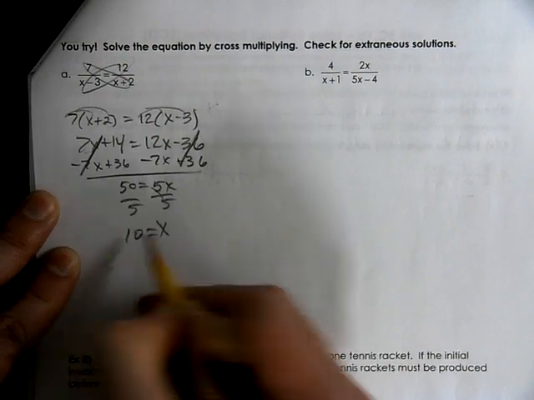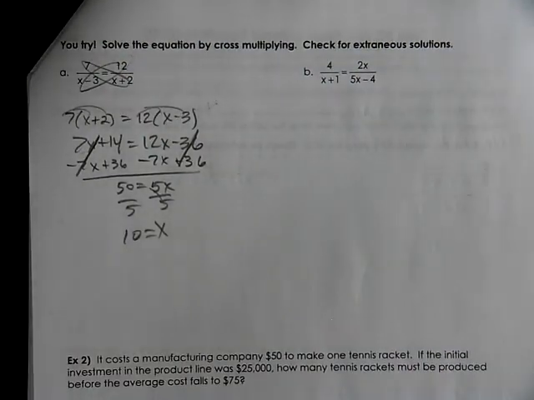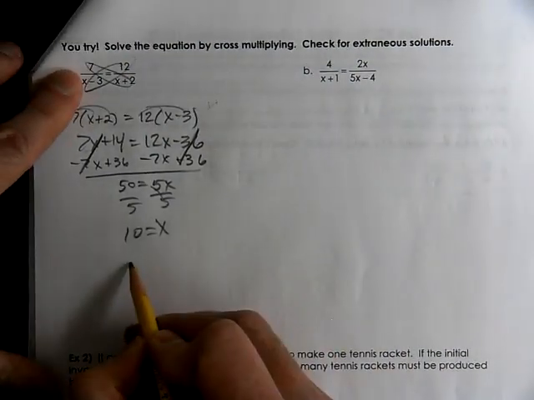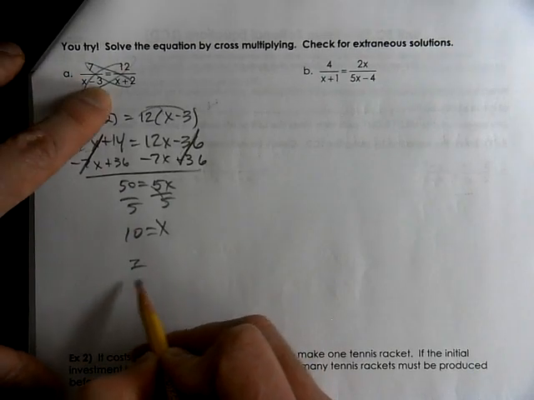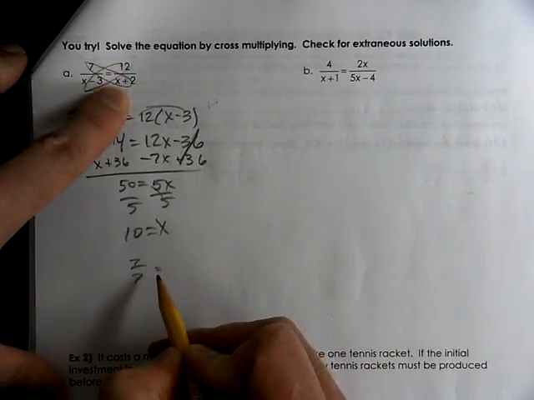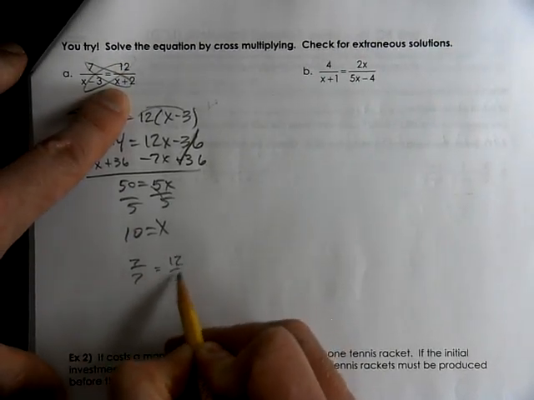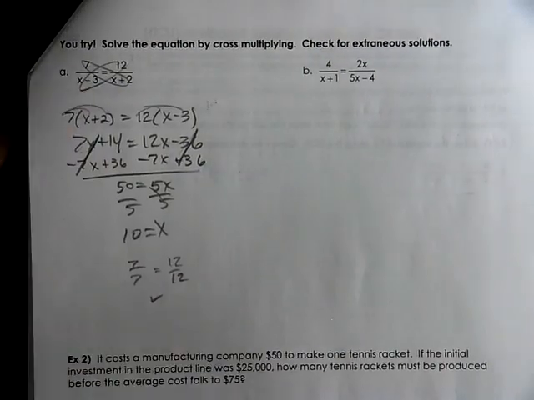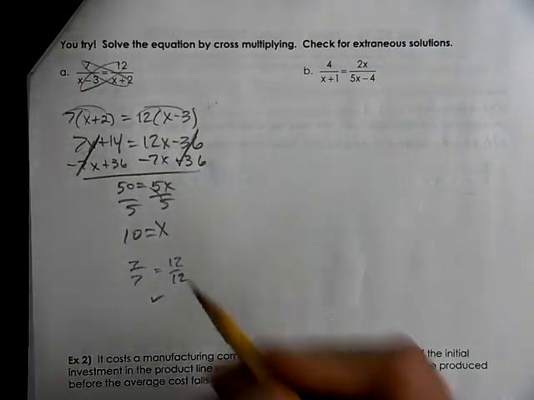Divide, that gives us 10. And if you would like to plug that in, you get 7 over 10 minus 3, which is 7. 12 over 10 plus 2 is 12. And that's 1 equals 1. So that works.